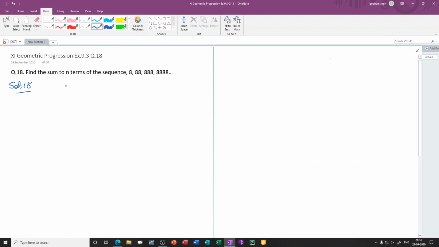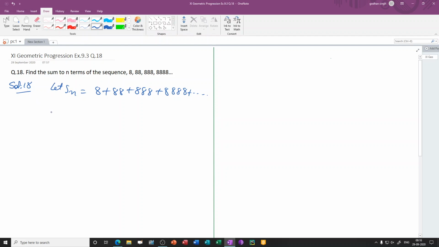What we have to do here: find the sum to n terms of the sequence 8, 88, 888, and so on. So, let Sn equal to 8 plus 88 plus 888 plus 8888 and so on. Questions of this kind are very similar, for example: find the sum to n terms of the sequence 7, 77, 777, 7777, and so on. Maybe 3, 33, 333, 3333, and so on.